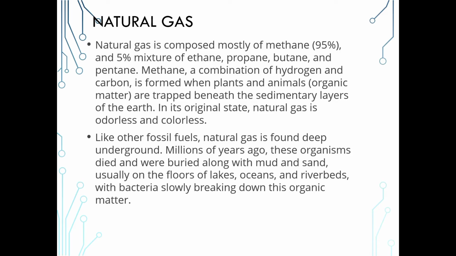Natural gas is mostly composed of methane and a mixture of ethane, propane, and butane. You will get mostly 95% methane and 5% mixture of ethane, propane, butane and pentane. Methane is a combination of hydrogen and carbon, which is formed when plant and animal organic materials are trapped beneath the sedimentary layers of the earth. In its original state, natural gas is odorless and colorless, so you will not get much smell or any color from natural gas.